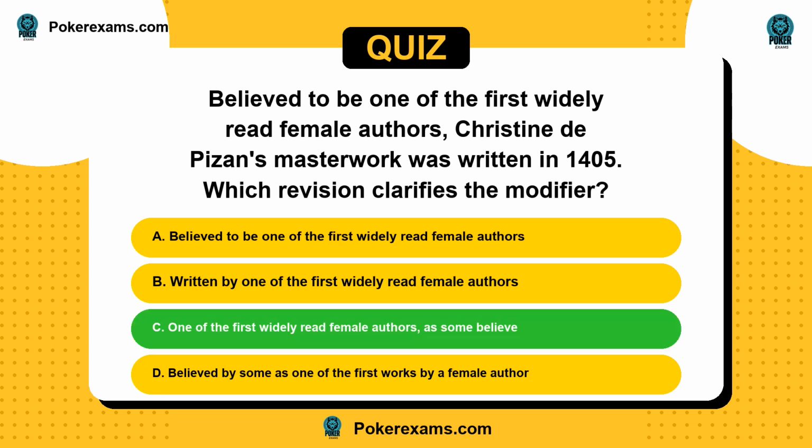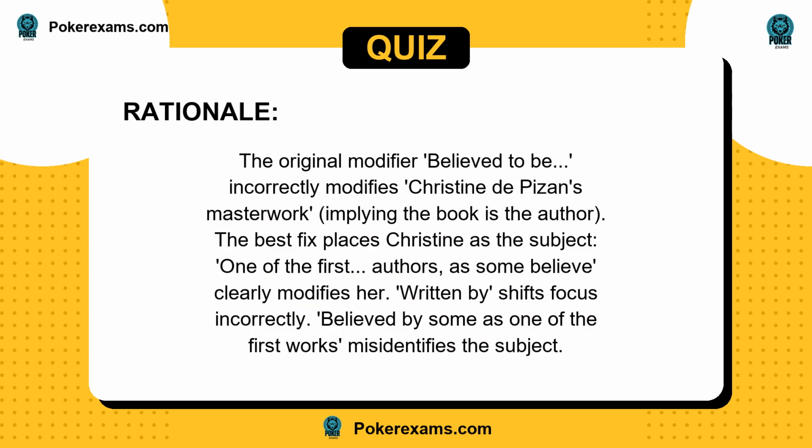The answer is C. The original modifier, believed to be, incorrectly modifies Christine de Pizan's masterwork, implying the book is the author. The best fix places Christine as the subject: one of the first authors, as some believe, clearly modifies her. Written by shifts focus incorrectly. Believed by some as one of the first works misidentifies the subject.